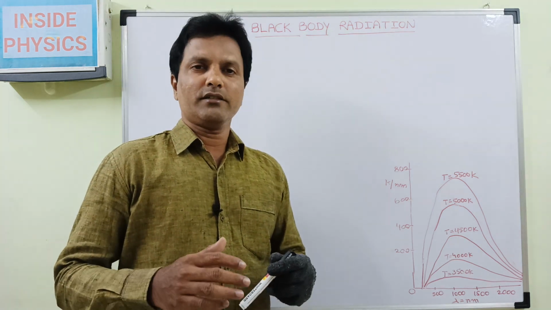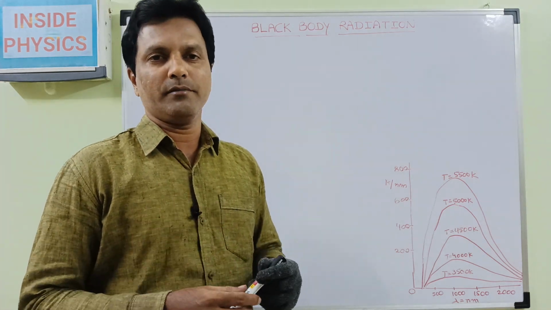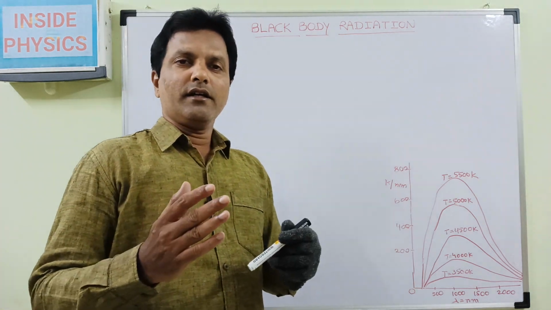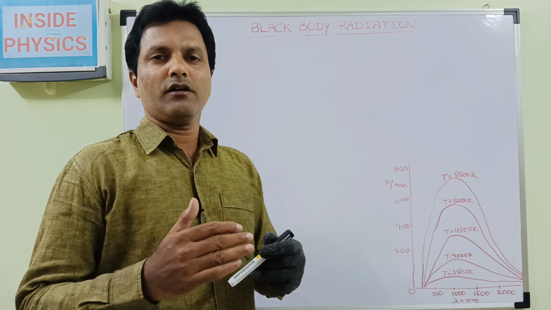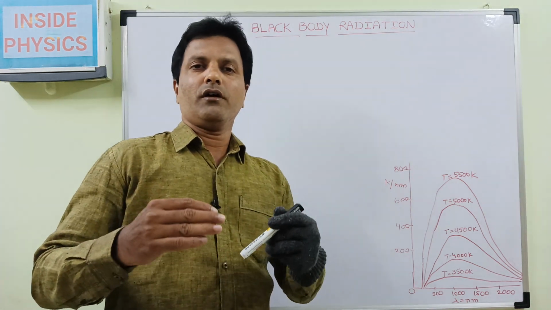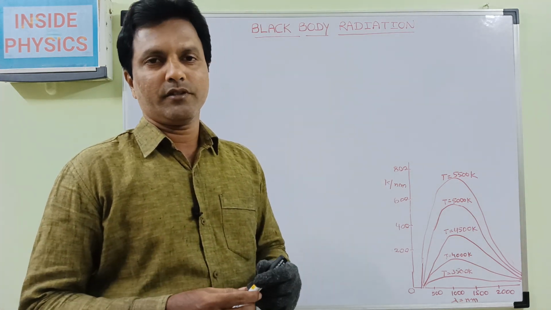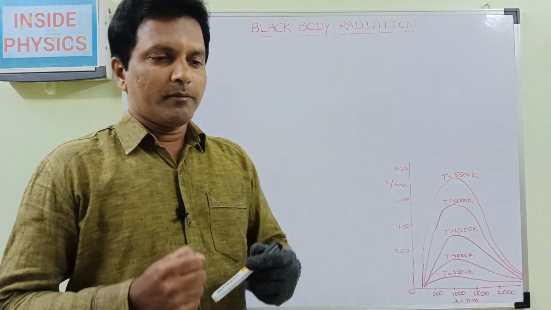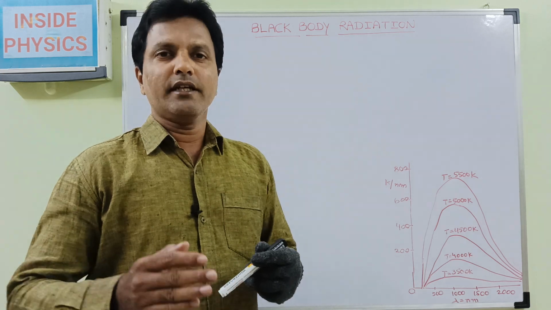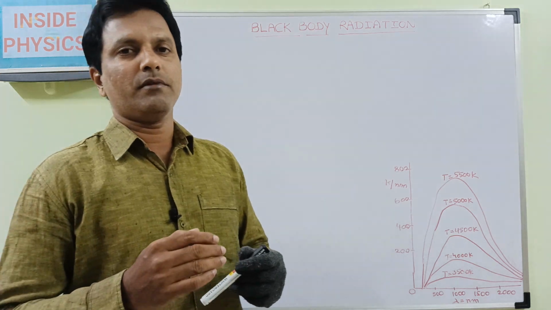A black body actually doesn't look black. Why it is called a black body: black color represents the absorption of all wavelengths, all colors of wavelengths. So when a body absorbs all wavelengths of light, it looks black. Okay, that's why if a body absorbs all the radiation incident on it, it is called a black body. Okay, that is the definition of a black body.